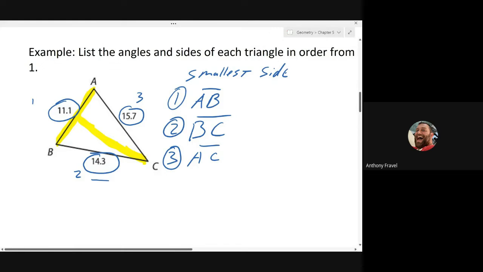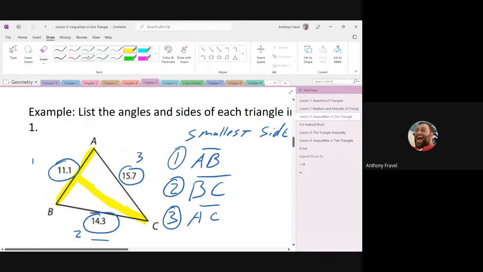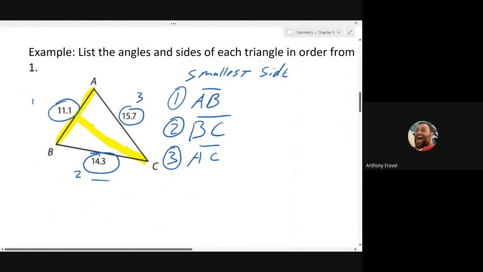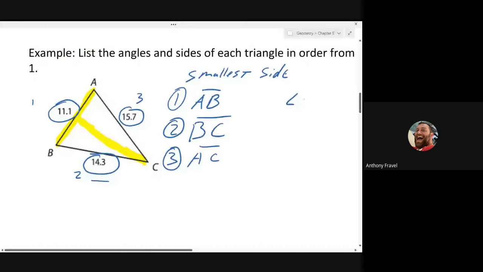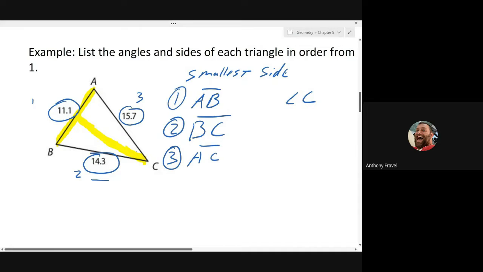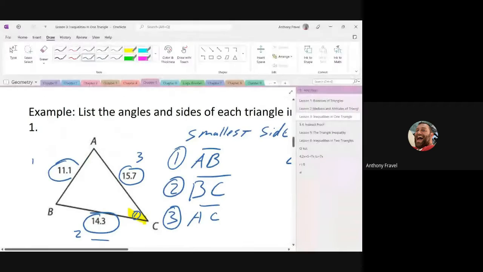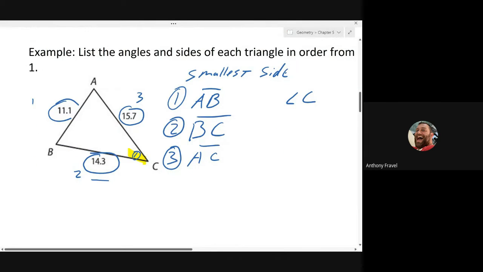So I got the highlighter out to show AB is going to be that smallest side. If you look all the way across that triangle, angle C is going to be the angle that matches up with that side. Okay? So when I start looking at the angles themselves, I'm going to write down that angle C is going to be the smallest angle. That's where I wrote that little 1 down there, just to show that the smallest side matches up with the smallest angle.